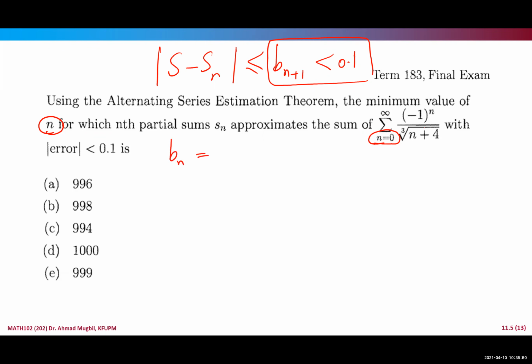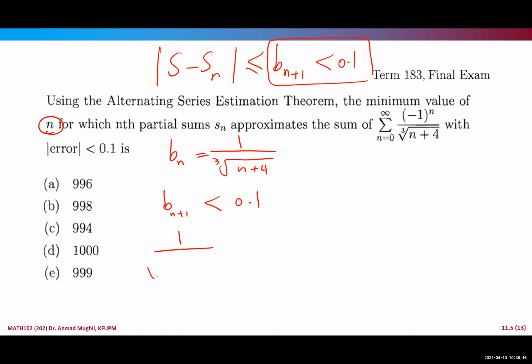bn is the absolute value of the nth term. Forget about the negative or positive. So it is this one. This is the nth term, the cubic root of n plus 4. Now the question is, what you want is bn plus 1 less than 0.1. bn plus 1 is 1 over the cubic root of n plus 1 plus 4, which will be n plus 5.